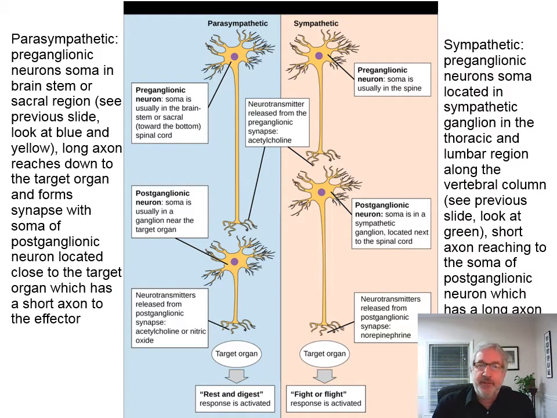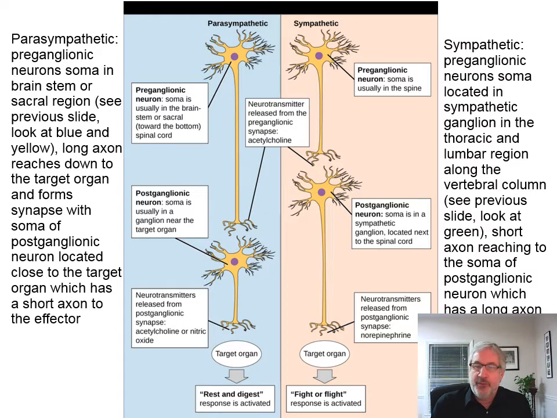One other thing to point out is that in both systems there's a preganglionic neuron and a postganglionic neuron. In the sympathetic system, we'll show on that side. The sympathetic system, the preganglionic neuron, the soma of the cell body is located in the sympathetic ganglion, which is right next to the spinal column.